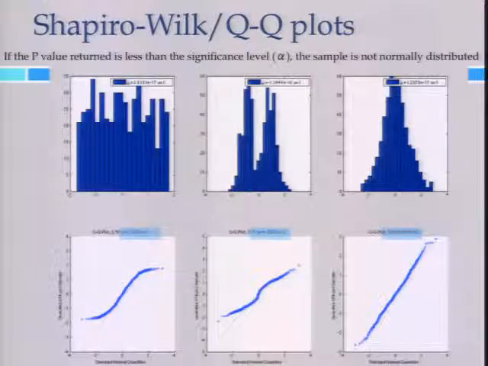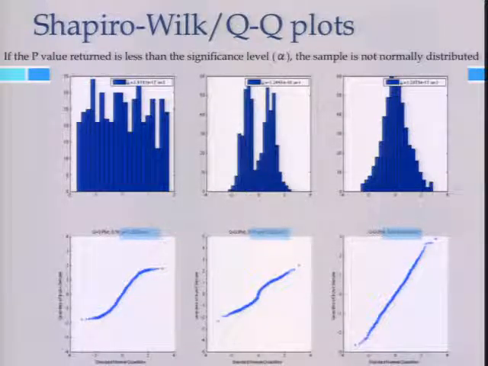So here are some example distributions and the respective Shapiro-Wilk p-values. You can see sort of a noisy one, a bimodal one, and one that looks quite normal. And as you can see, the p-value is lower than the significance level of 0.05 for these first two, and then is not significantly different in this one.